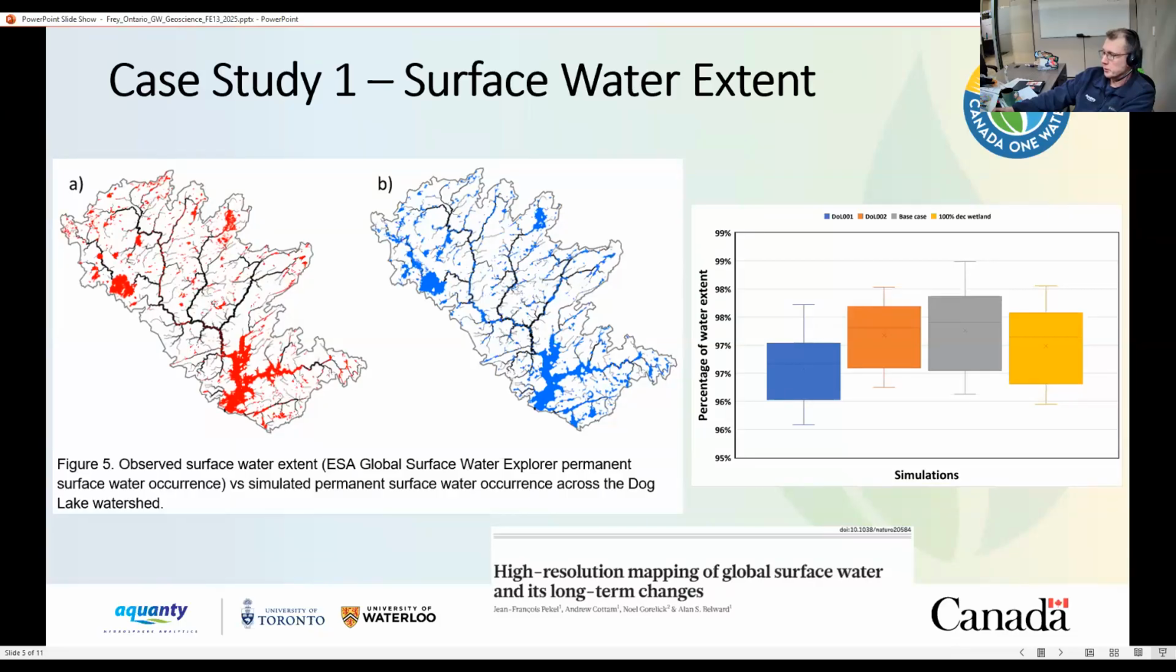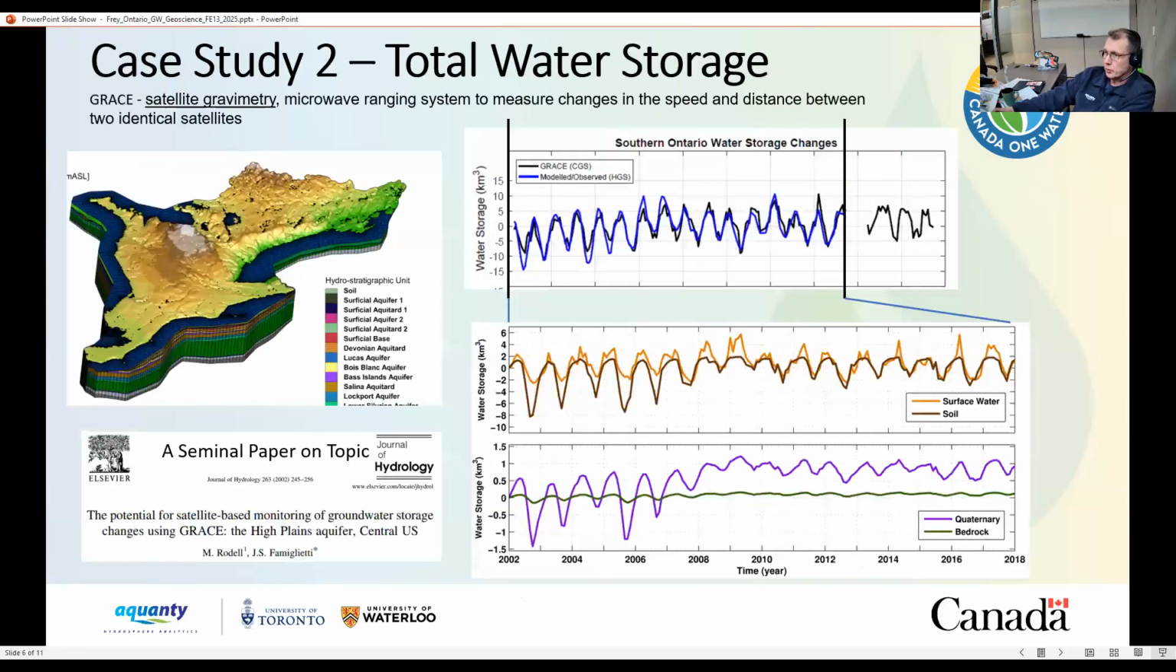So the next case study I'm going to look at, and this is really John Crowley's leading, is the integration of GRACE data with large-scale fully integrated groundwater surface water modeling in order to track changes in subsurface water storage, as well as surface water storage and snowpack water storage.